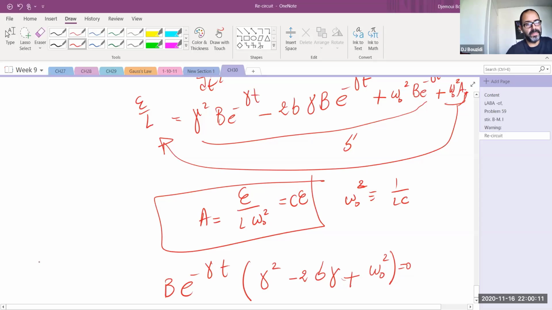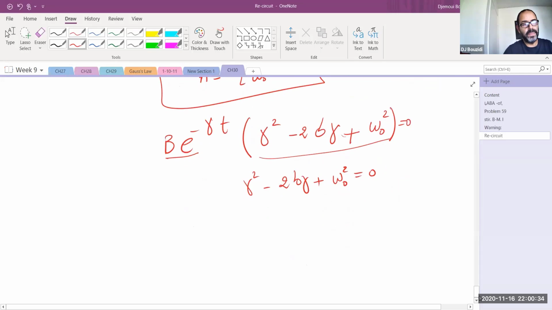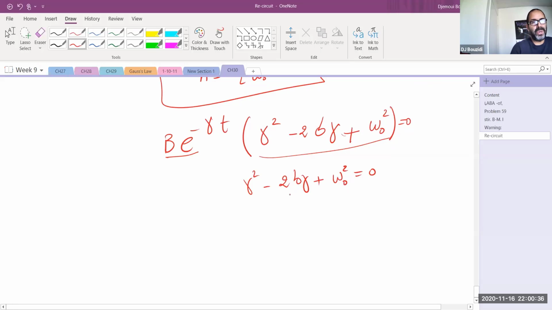As I said before, B cannot be equal to 0, otherwise we have a trivial solution. The exponential can never be equal to 0 anyway. So this is not equal to 0, so this must be equal to 0. So this is a quadratic equation in gamma only, which we need to solve to find gamma. That's the advantage of putting the 2 there. If we do the 2, then the quadratic equation will have an easy solution.